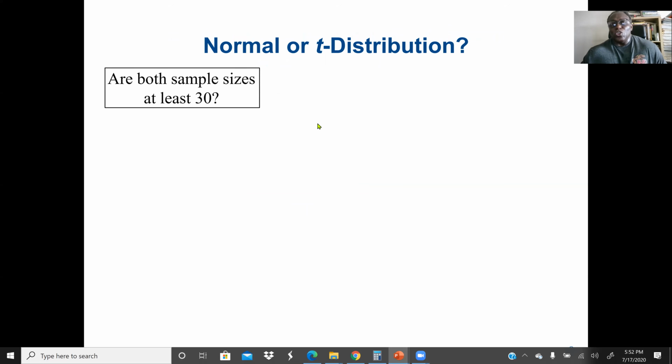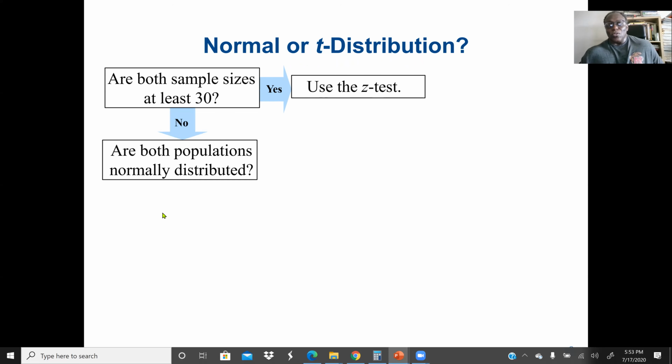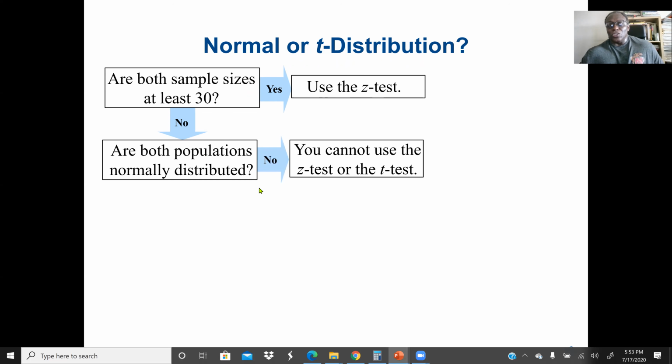So when to use the normal or t distribution, we said the first question is, are both sample sizes at least 30? If it's yes, that's what we did previously, the large sample size, then we use the Z-test. That's what we did in the previous lectures. Now, if it's no, we have one more question to ask. Are both populations normally distributed? If it is no, then you cannot use the Z-test or the t-test. If they are not normally distributed, we can't use any of them.